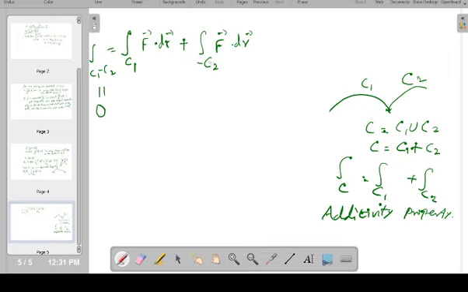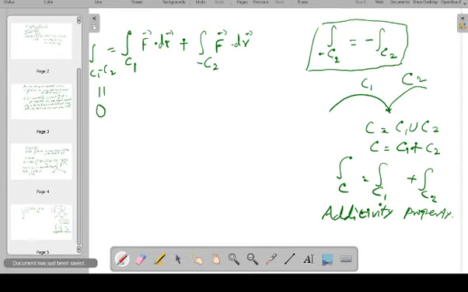Now one more thing, the integral over minus C2. You can prove that the integral over minus C2 is minus the integral over C2. You have this property also. This is another property of line integrals. Like the additivity property, you have this property.